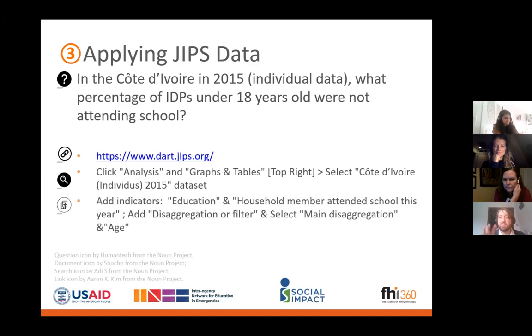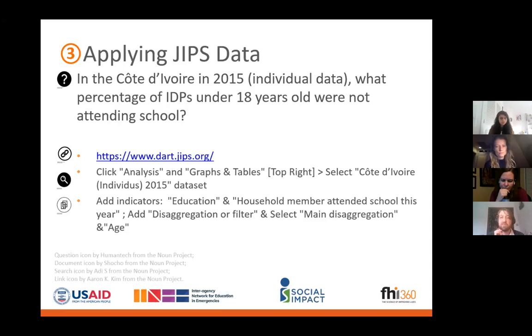But you can navigate to that data exploration tool, and maybe Tanya can just post the link so that you can get a feel for what it looks like. You can click analysis and graphs and tables at the top right, and then you can pick a certain country or context. So in this example, we were going to do Côte d'Ivoire, but you could pick some of the others. You pick a data set, then you pick the indicators, and then you can pick the disaggregation.